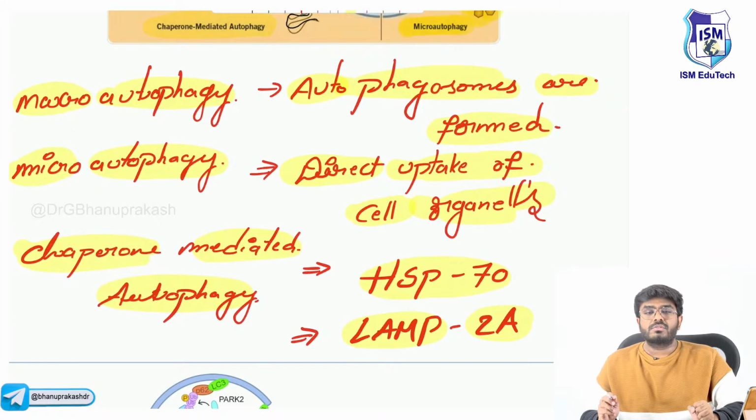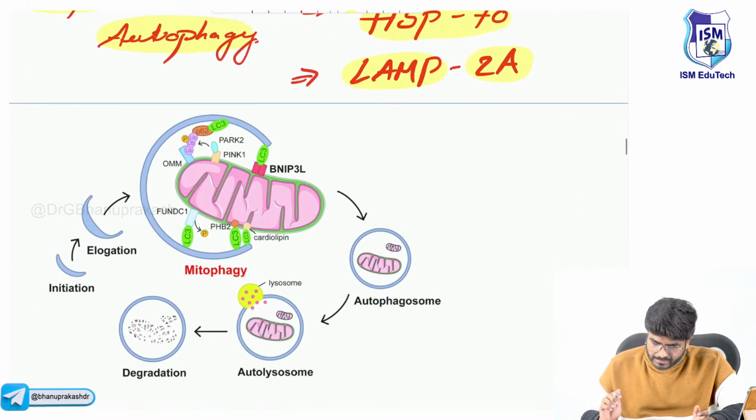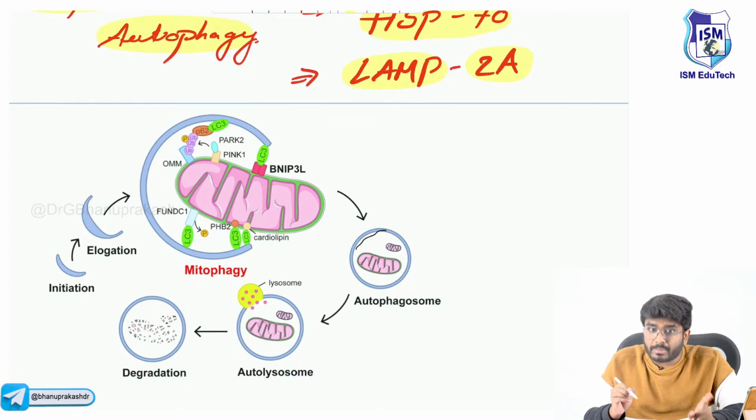LAMP2A is present on the lysosomes. With the help of this LAMP2A, the proteins will enter into the cell and will be degraded. Now look here. Especially now, what are we doing? We are degrading the lysosomes. Sorry, not the lysosomes, we are degrading the mitochondria.